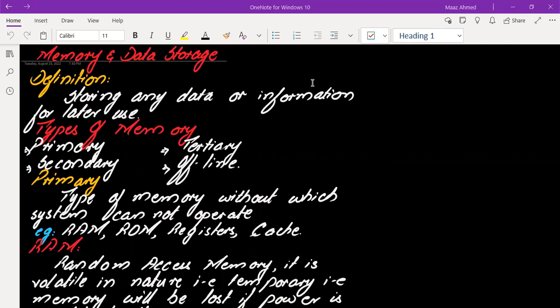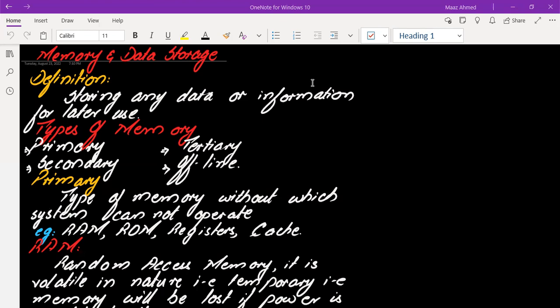Now, when it comes to memory and data storage, over here I have mentioned a simple definition of memory: if you are going to store any kind of data or information for later use, or you need to utilize it afterwards, that will be termed as memory. Now, there are four different types of memory: primary, secondary, tertiary, and the last one is offline.